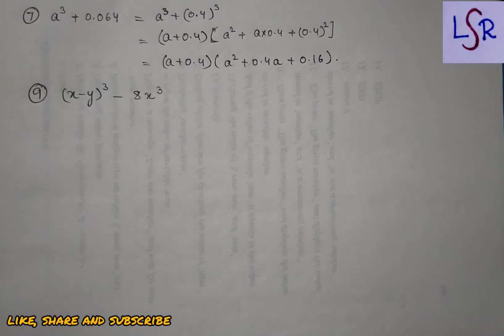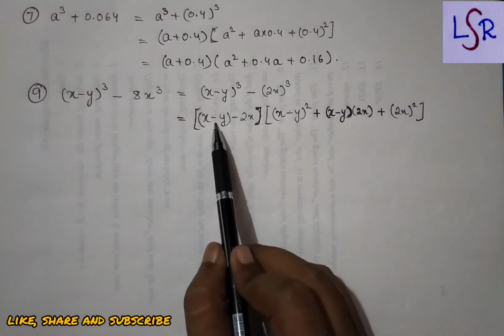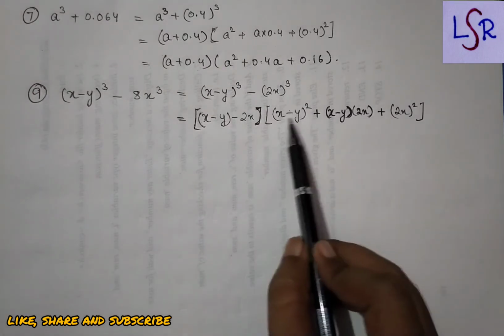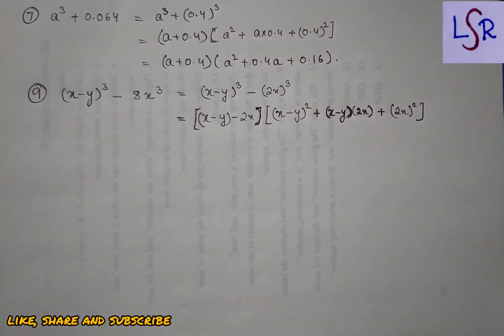Now in question number 9 we have the first expression in a bracket and to the whole cube, and the other one is just a one term, that is 8x to the whole cube. Now I have written this in this form, in which the first one is copied and the 8x cube is written as 2x to the whole cube. Now we are going to apply the identity of a cube minus b cube, and we finally get this on expanding. Here we have written a minus b, then a square plus ab plus b square. Now we have to just solve the bracket.